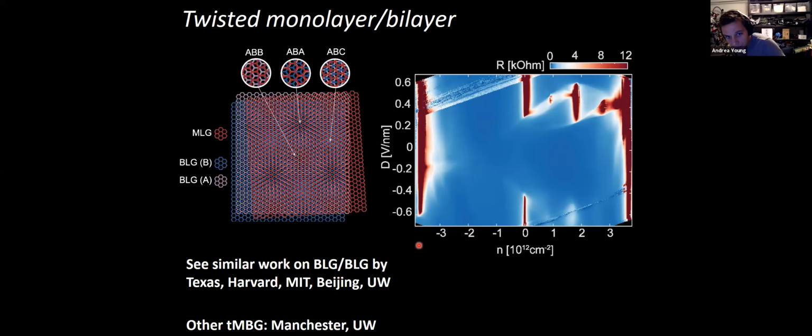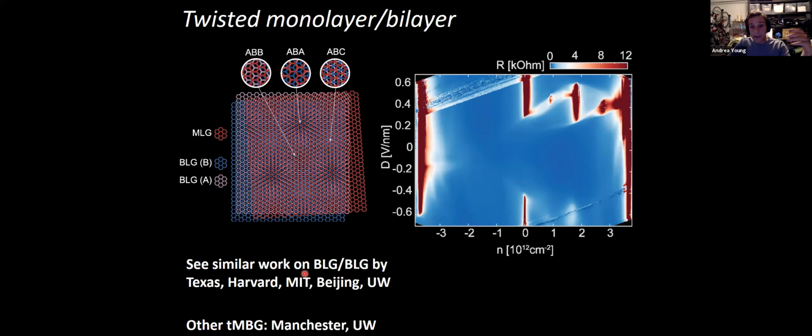To show you that, though, I have to introduce a slightly different moiré system. So let me digress for a few moments and tell you about twisted monolayer-bilayer graphene. This is a system that has a monolayer of graphene twisted at some small angle on top of a Bernal bilayer. Why do this, you might ask? Well, when you discover a new continent, you sort of want to catalog all the animals in case any of them are useful. And there was similar work on double bilayer graphene that found that you also have these correlated insulators.